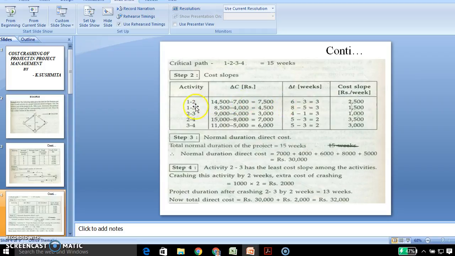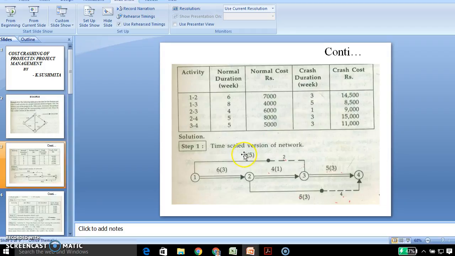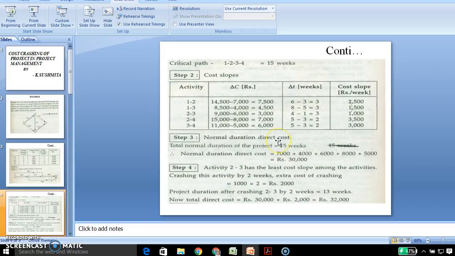The same procedure is repeated for the next activities, 1-2, 2-3, 3-4, and so on. Now the normal duration and direct cost. The normal direct cost is 7,000 plus 4,000, and so on. The normal duration and normal cost are provided in the table given in the problem. We should find the total normal duration and normal cost. The total duration is 30 days.